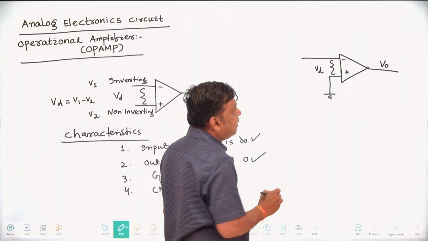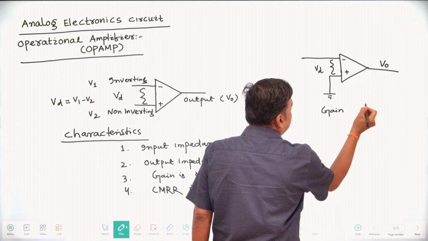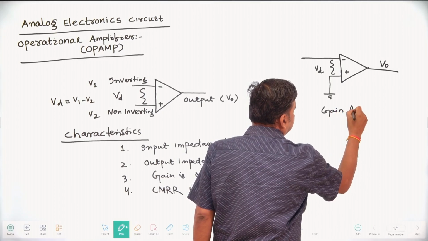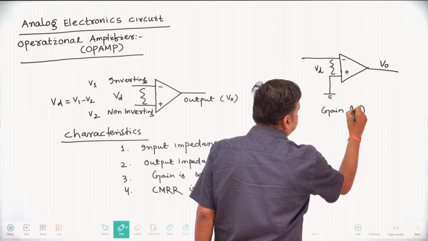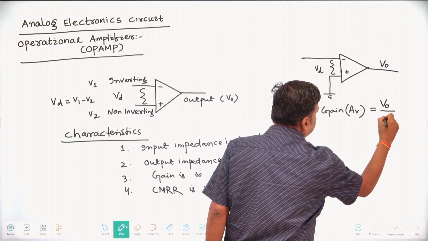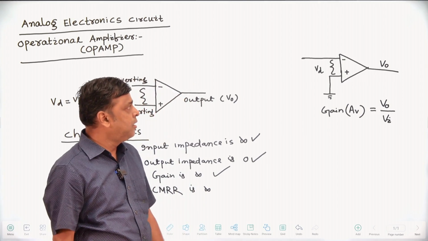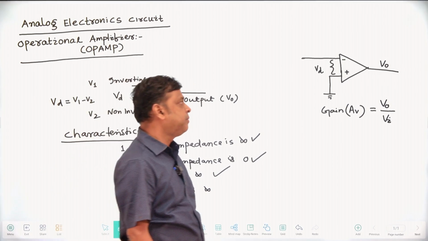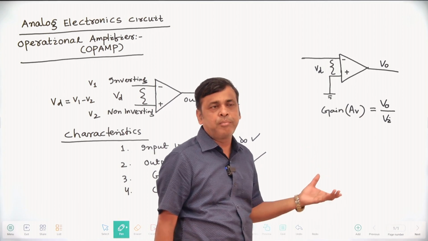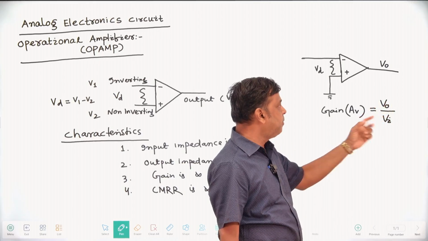But in a practical operational amplifier, the gain is not infinite. The gain is nothing but, symbolically, A, the output voltage by input voltage: output voltage V0, input voltage Vi. So V0 by Vi is your voltage gain. Gain means generally we consider the voltage gain, output voltage by input voltage.